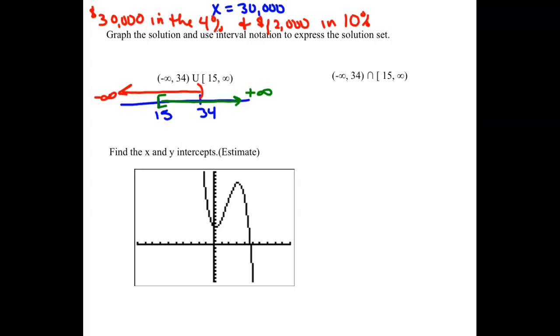So when we look for what's shaded, it doesn't matter which color we used, we want all of the shaded part, it's including everything. So our answer to this one would be all real numbers, or we could say we want everything from negative infinity to infinity. If we were asked to graph that, we would simply just graph the whole line.